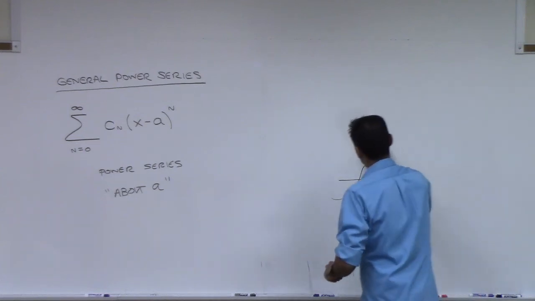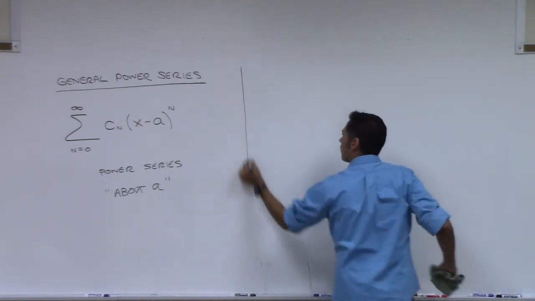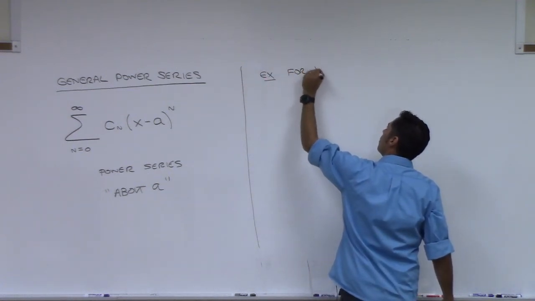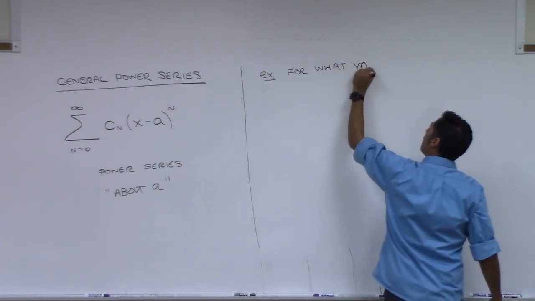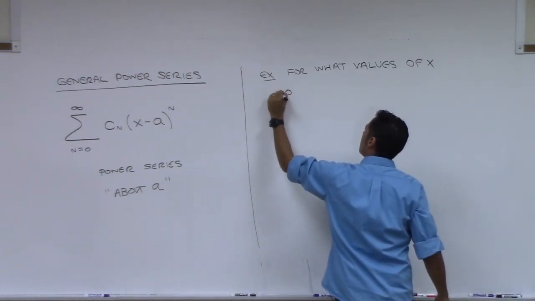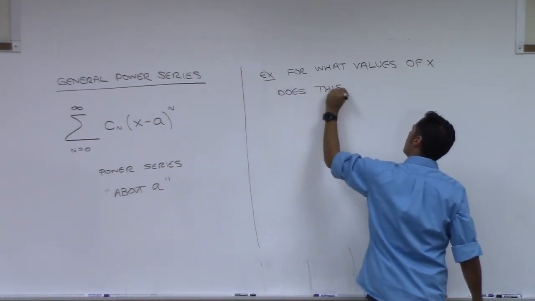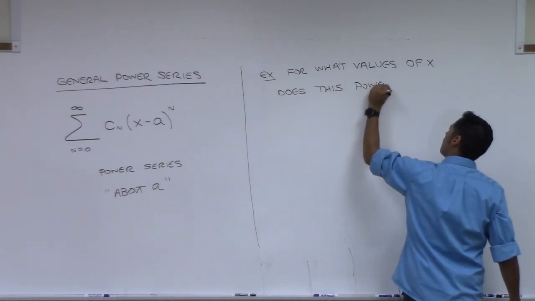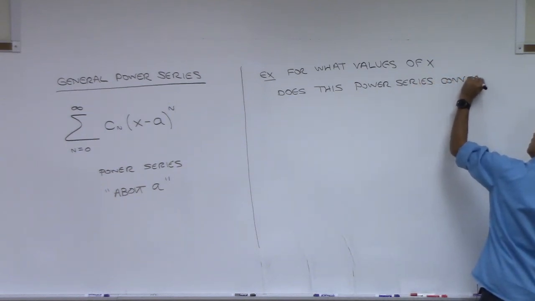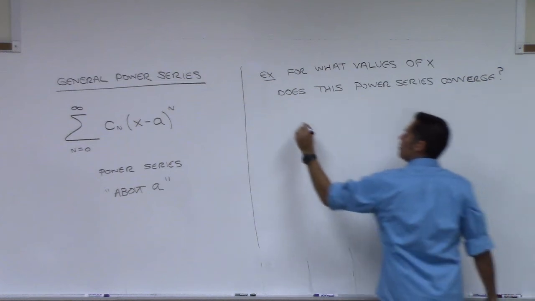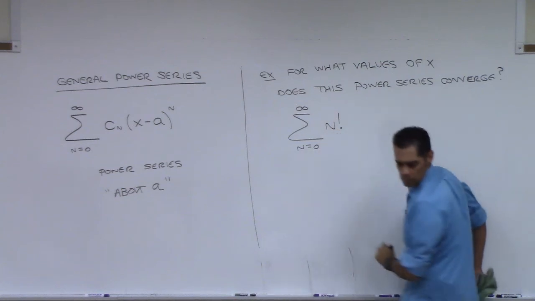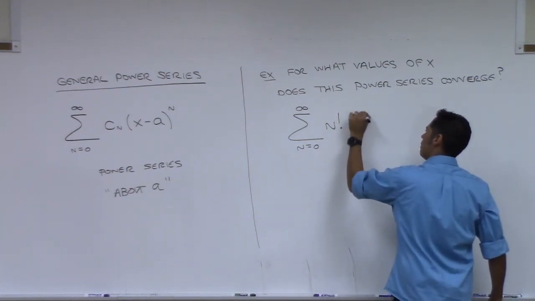Example. For what values of x does this power series converge? The sum from n equals 0 to infinity of n factorial times x to the n.